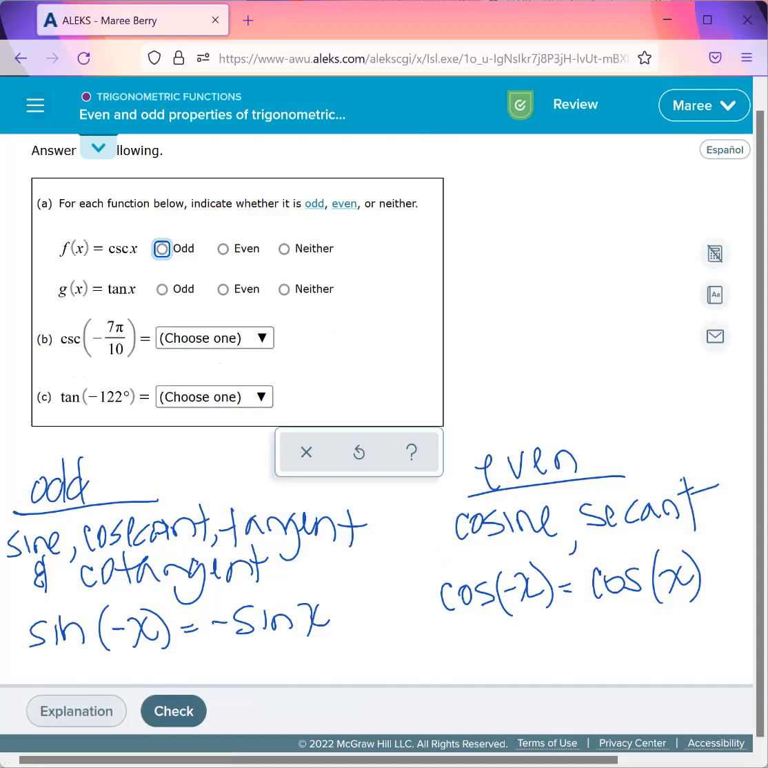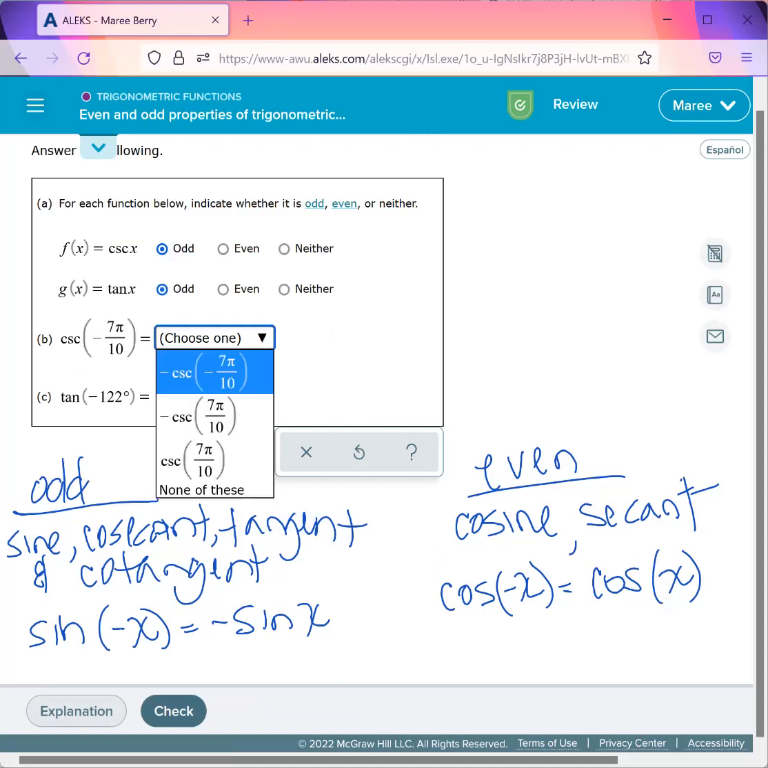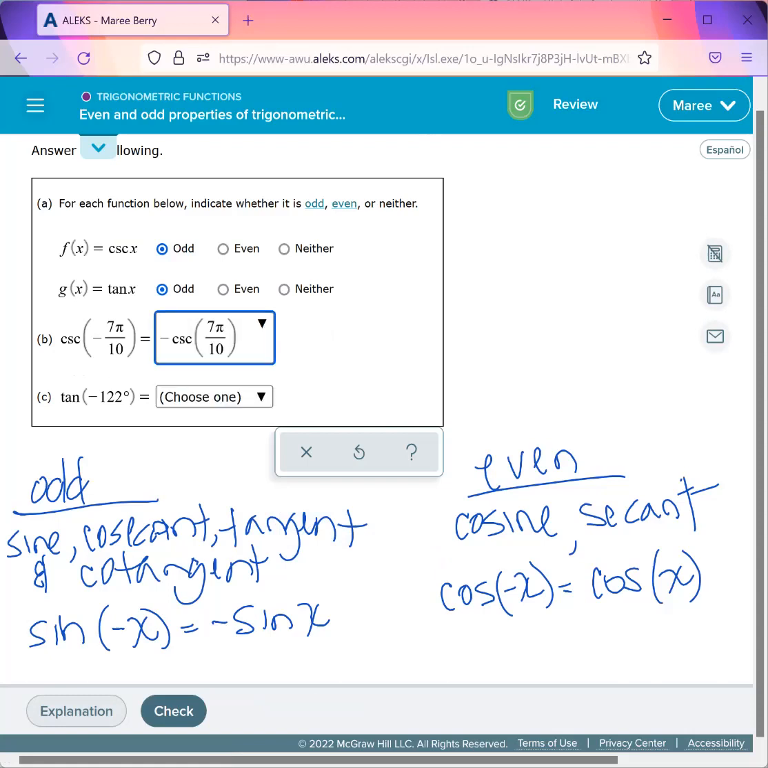The cosecant is odd, and the tangent is also odd. So if you have the cosecant of a negative x, it's going to equal the negative cosecant of a positive x. And the tangent of a negative x is the negative tangent of a positive x. There we go, check.